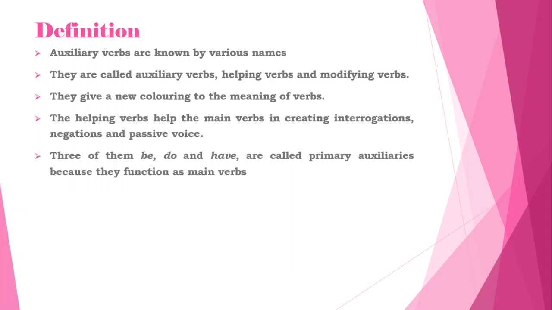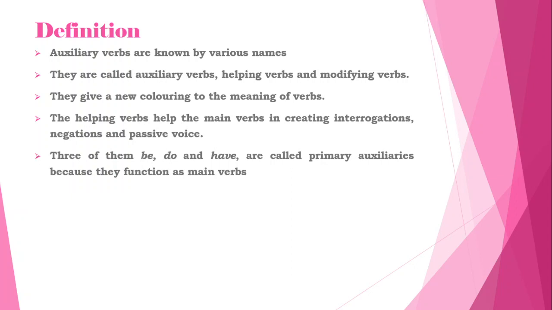Now there are two types of auxiliaries. They are called primary auxiliaries and, not secondary auxiliaries, but modal auxiliaries. Don't confuse between the two, because after primary auxiliaries comes modal auxiliaries. So they are classified into primary auxiliaries and modal auxiliaries.